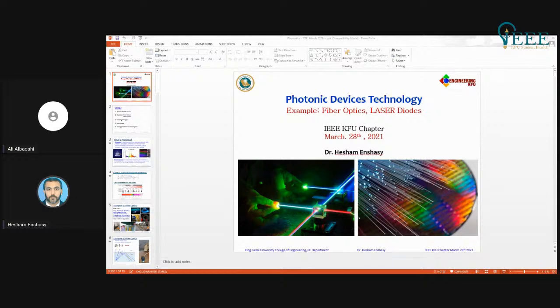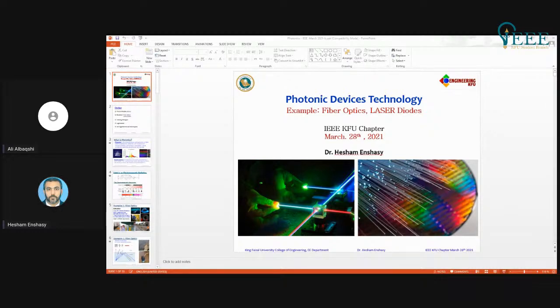So what is photonics? If you look at Wikipedia for the definition of photonics, basically you will find this. Photonics is the physical science and application of light, which is basically photon generation, detection, and manipulation through emission, transmission, modulation, signal processing, switching, amplification, and sensing. So this is the whole definition of the word photonics.